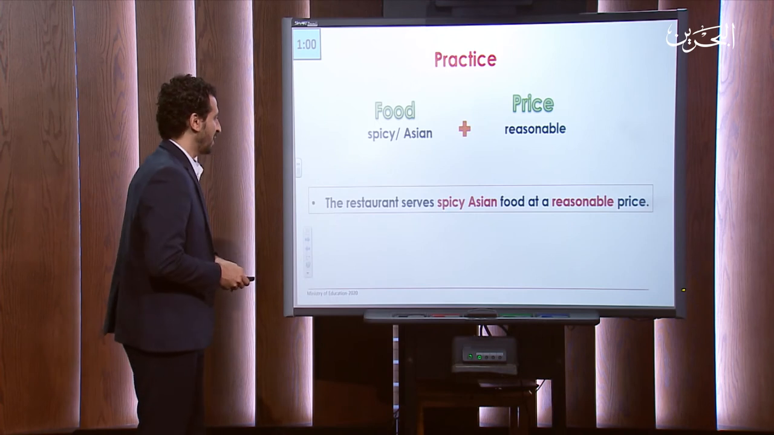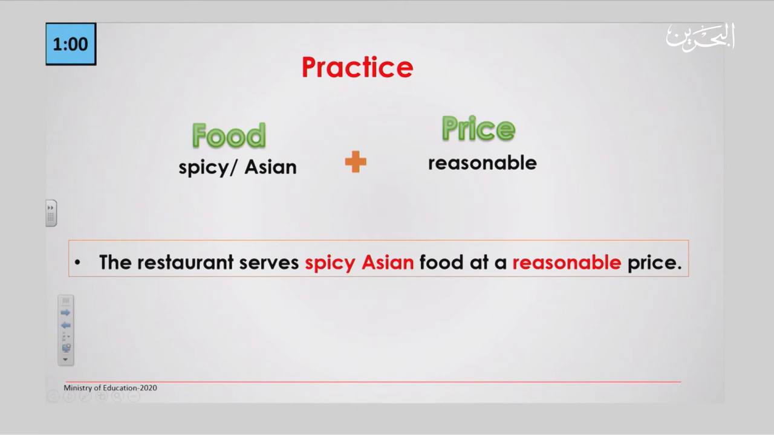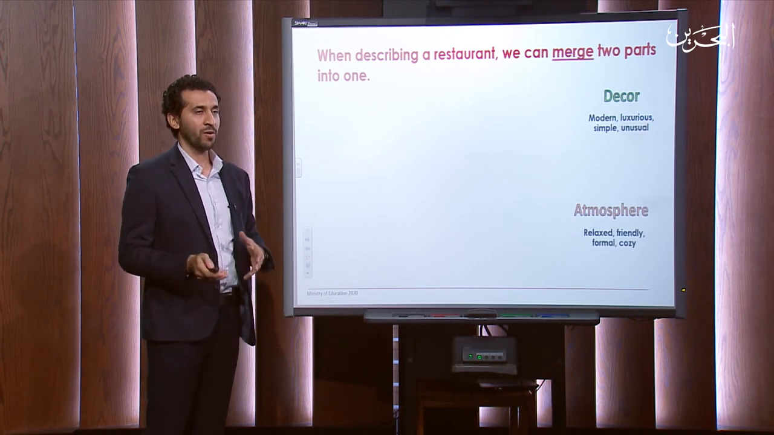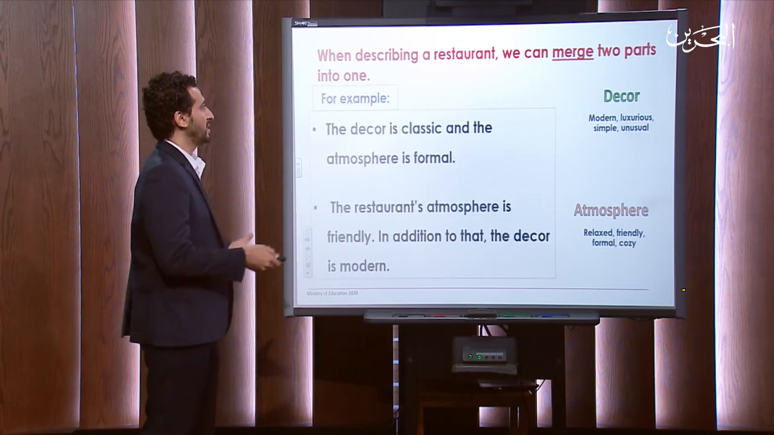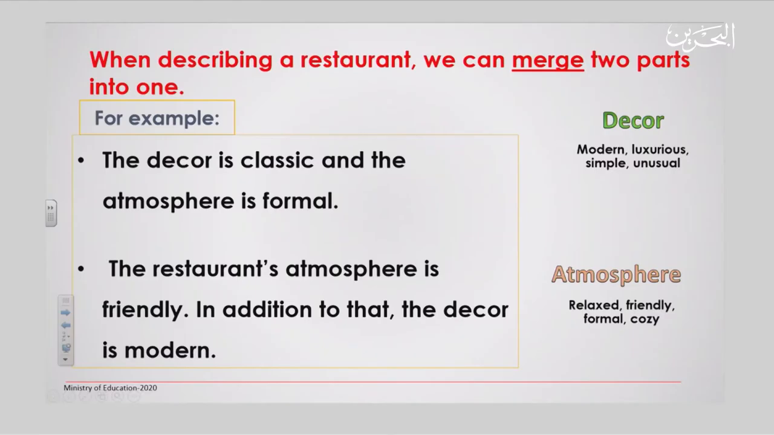Okay, let's check your sentence now. So this is the sentence I'm expecting to see. The restaurant serves spicy Asian food at a reasonable price. Now, let's move on to decor and atmosphere. So again, here are the examples. The first sentence is the decor is classic and the atmosphere is formal. So classic, formal. So these are the two things that we merged together. And again, in this sentence, we used the word and.